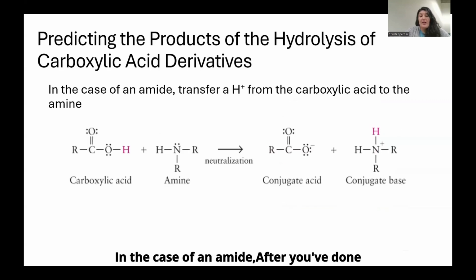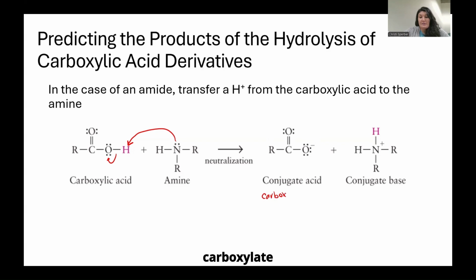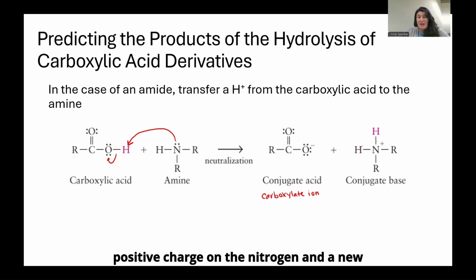In the case of an amide, after you've done that step, there is a transfer of a hydrogen from the carboxylic acid to the amine. So this hydrogen, the nitrogen takes the hydrogen from the carboxylic acid, and the carboxylic acid donates it to the amine, and you get the negative charge of the carboxylate ion. So this is the carboxylate ion, which is the conjugate base, and then you have the addition of the hydrogen to the nitrogen making a positive charge on the nitrogen and a new nitrogen-hydrogen bond, and you've created the conjugate acid.